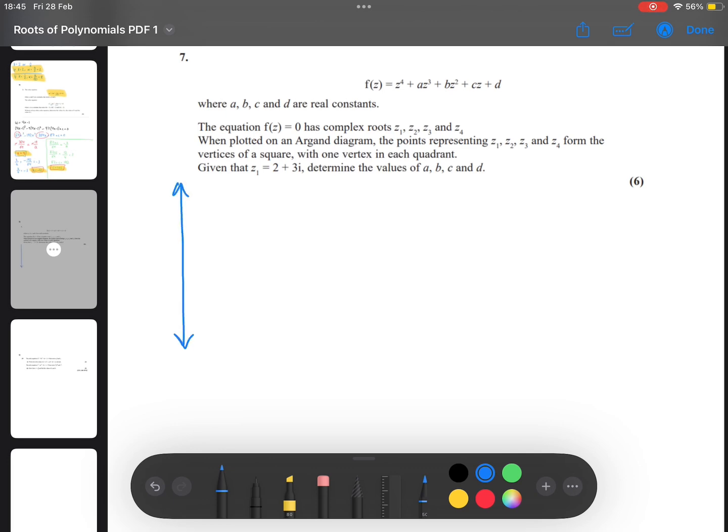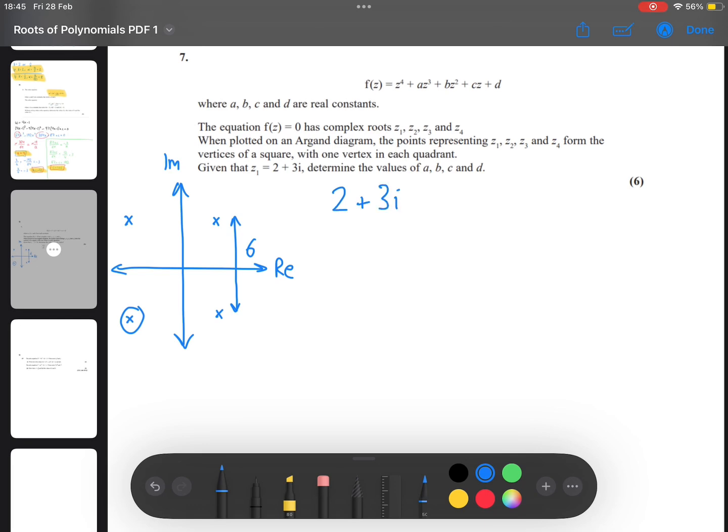So thinking about our Argand diagram, I'll draw a quick sketch here. We have 2 plus 3i here, and we know that its complex conjugate 2 minus 3i is also going to be a root. And since they form the vertices of a square, we can see this distance here is 6. So we need to go horizontally 6 in this direction to here and here, this one because of the complex conjugate idea, to find the other roots.